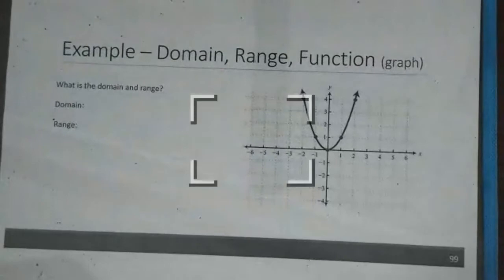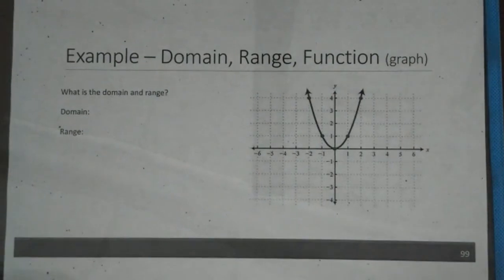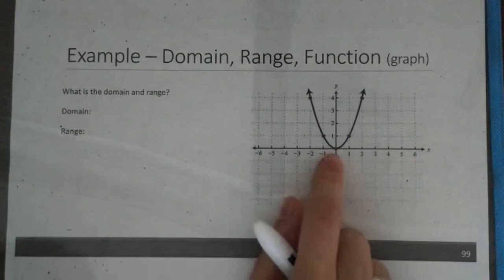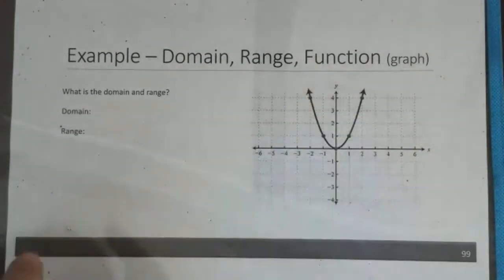So we've looked at tables. Let's see if we can figure out what this would mean graphically. We want to find the domain and range. So the domain is all of our inputs, all of the x values that we touch. There are points on this graph, but ignore those. We want the entire graph.